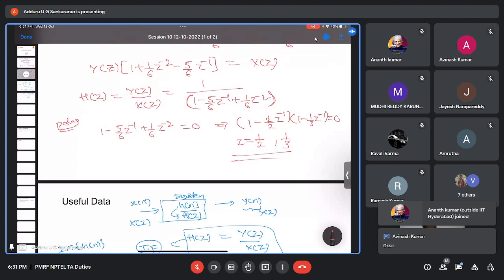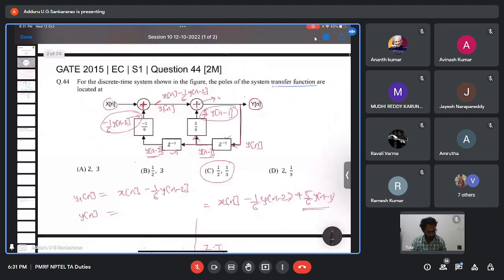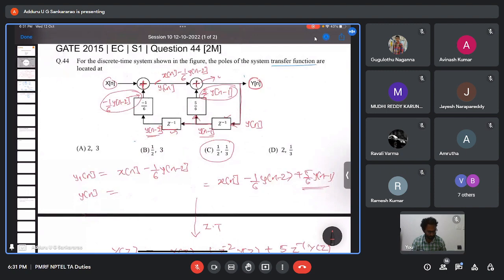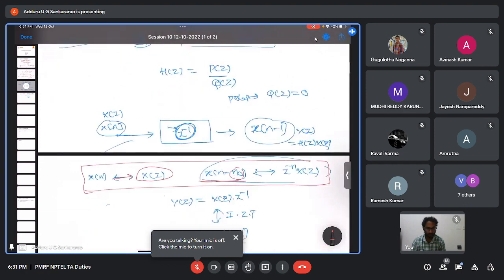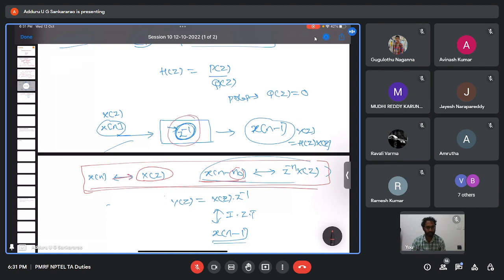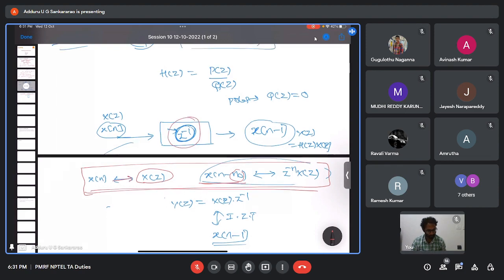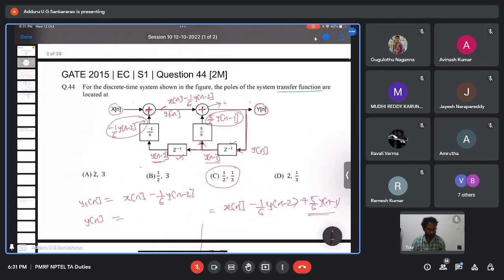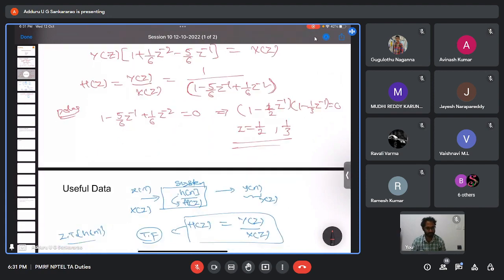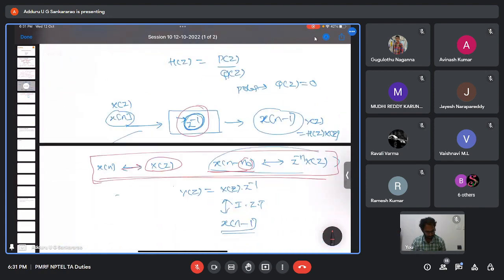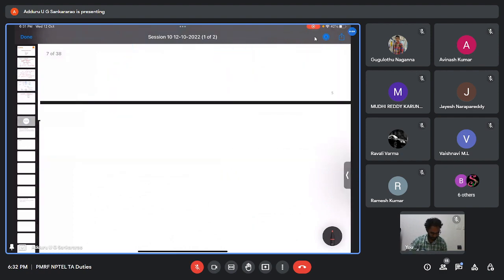Fine. So here what we should know is from this time shifting property of Z transform, a Z inverse block means it introduces 1 unit of delay in the time domain. So based on that we are trying to get the expression for output, then we are finding out the transfer function and we are finding out the poles. Okay, we'll go to the next problem.